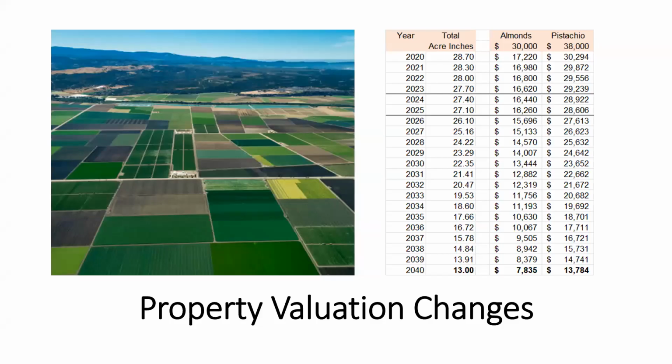So what does this look like as far as property valuation changes? This is one of the key drivers that gets a lot of people upset, because at one point, if I was growing pistachios or almonds, the price of my land was at 30,000, could be as high as 40,000 for almonds. And pistachios could be 38,000 or as high as 45,000 in the past, based off of the revenue that was generated off of that acre of land.